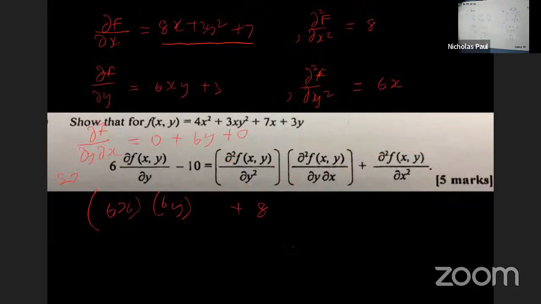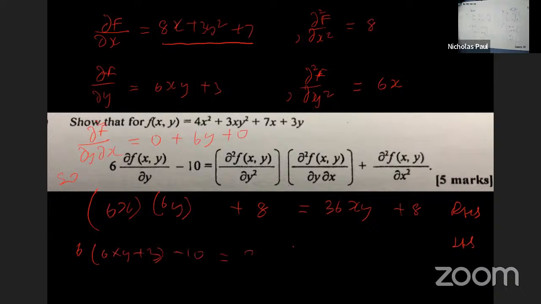So we ended up with 36xy plus 8. That's the right hand side. Left hand side now, it'll be 6 times, with respect to y, 6xy plus 3 minus 10. So that'll be 36xy plus 18 minus 10, which will give you 36xy plus 8, which is the right hand side. That's it.